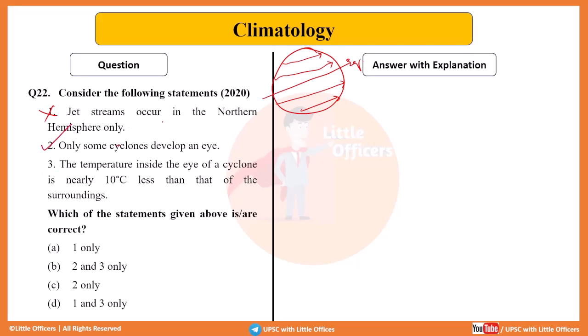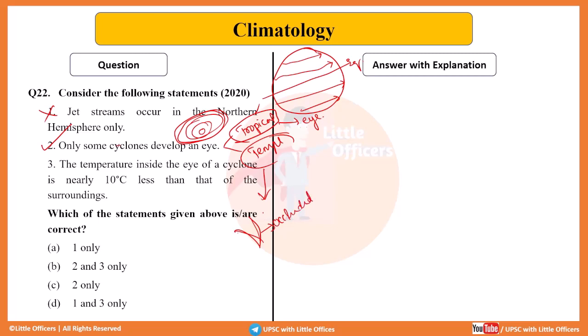Only some cyclones develop an eye. This is true, mainly the intensified cyclones. For example, we have two types of cyclones. One is tropical cyclone, another one is temperate cyclone. Tropical cyclones generally develop the eye if intensified. Okay, and it is also in an elliptical shape, tropical cyclones generally. But if you look at the temperate cyclones, they have this kind of inverted V shape. It happens because of the occlusion or occluded front. When an occluded front is formed, that is when you have the temperate cyclones.